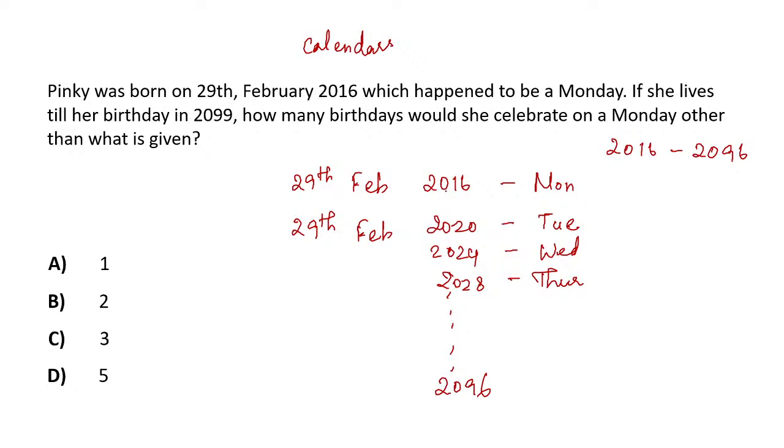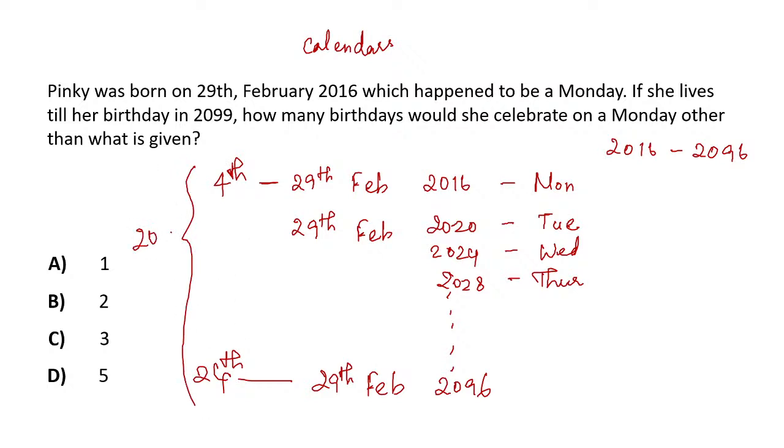16 is actually the 4th multiple of 4, and 2096 is the 24th multiple of 4. Right? So it starts with the 4th and ends at the 24th multiple. So between these two, we have 20 different days. So it's like Monday, Tuesday, Wednesday, Thursday, Friday, Saturday. It comes like that, correct? So in this gap of 20, we'll have to find how many times Monday is coming.